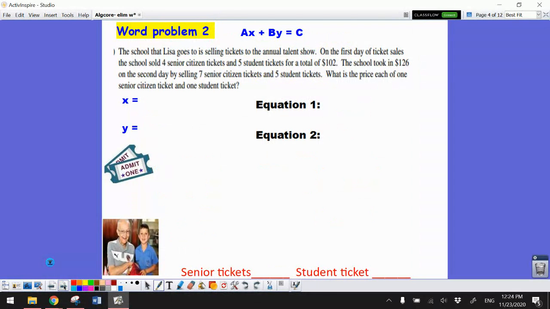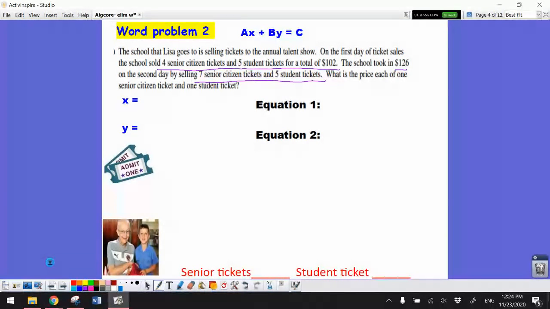Okay, let's look at this one. So the school that Lisa goes to is selling tickets to the annual talent show. On the first day of the ticket sales, the school sold 4 senior citizen tickets and 5 student tickets for a total of $102. So I think I'm going to underline this because I think that's important. The school took in $126 by selling 7 senior citizen tickets and 5 student tickets. What was the price of each one?